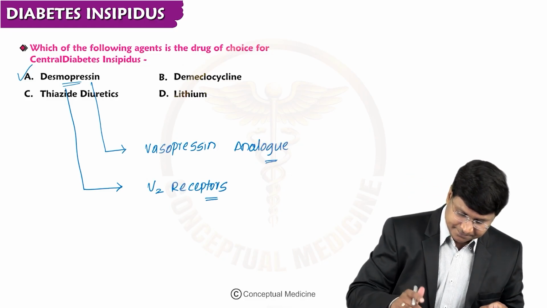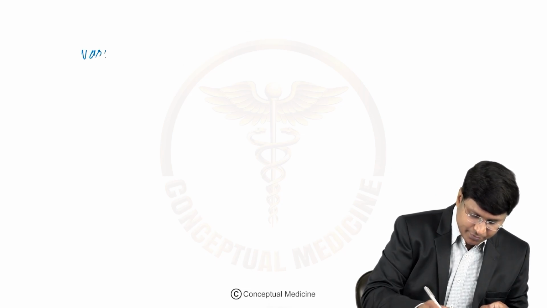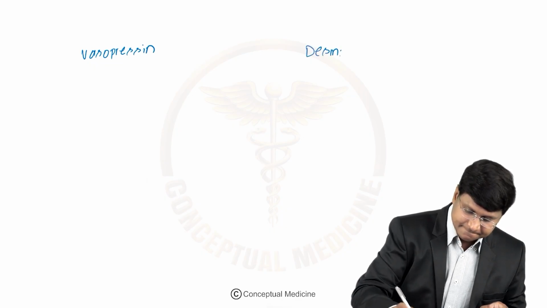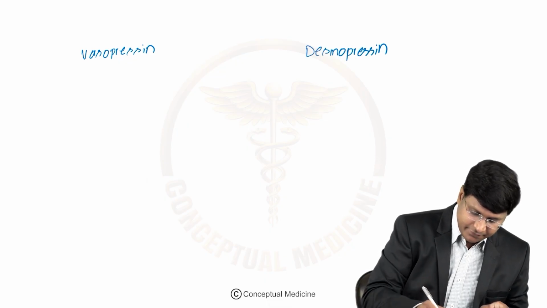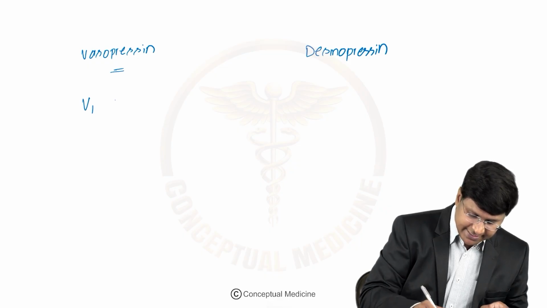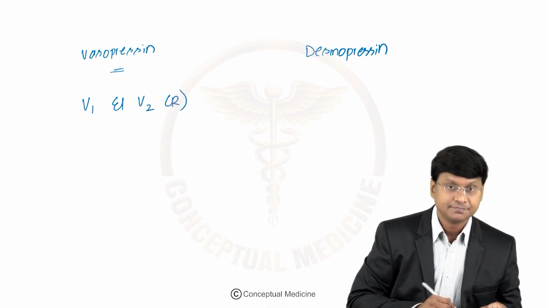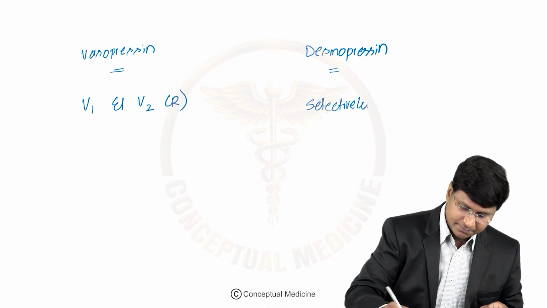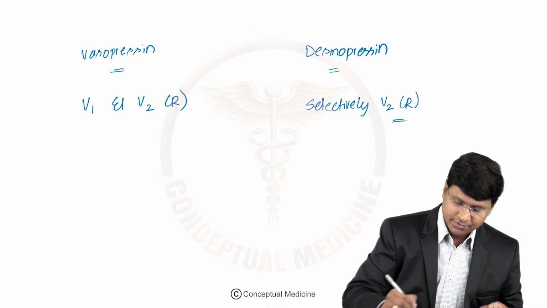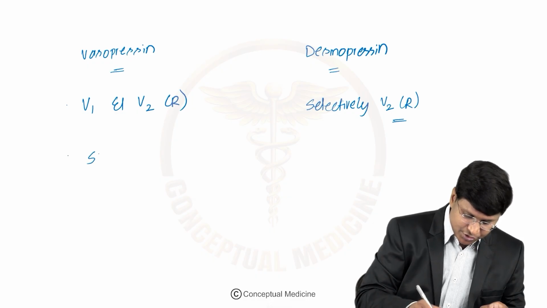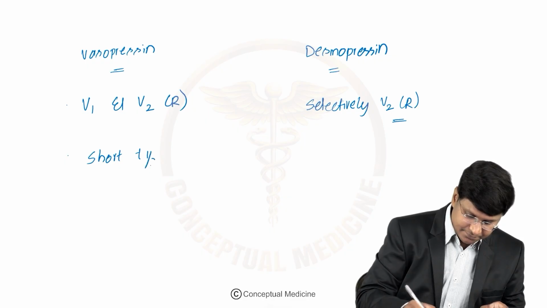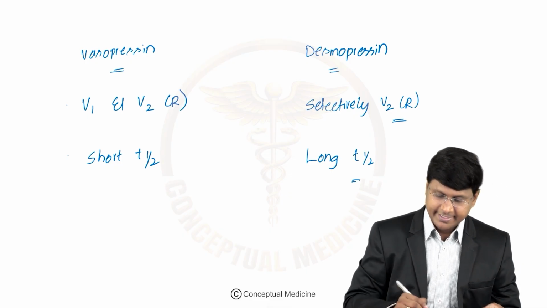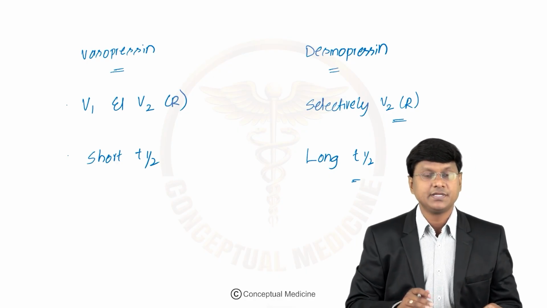Now see the differences between vasopressin and the vasopressin analog desmopressin. Vasopressin has non-selective action. It will act on V1 and V2 receptors. Desmopressin selectively acts on V2 receptors. Vasopressin has a short half-life, whereas desmopressin has a long half-life. So these are the differences between vasopressin and desmopressin.